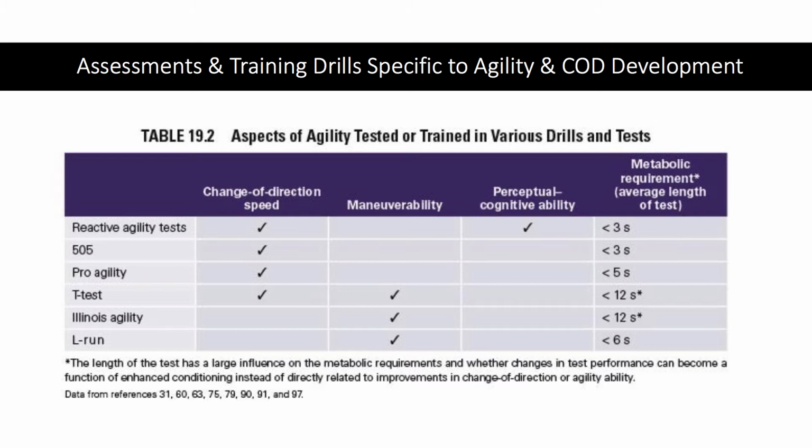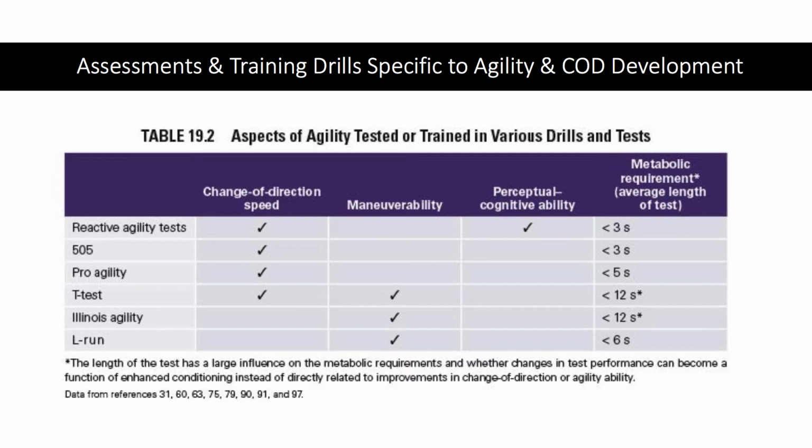If I wanted to pick a test that assessed an individual's change of direction speed and perceptual cognitive ability, I would choose the reactive agility test. However, if I wanted to assess an individual's change of direction speed, I could use the reactive agility test, the 505, and the pro agility test, which would give me a good indication of the person's change of direction speed. Also, you could use the T-test, which has maneuverability as well. But if you solely want to look at maneuverability, you would pick the Illinois Agility Test or the L-Run to assess that. And those are roughly less than 6 seconds or less than 12 seconds in duration.